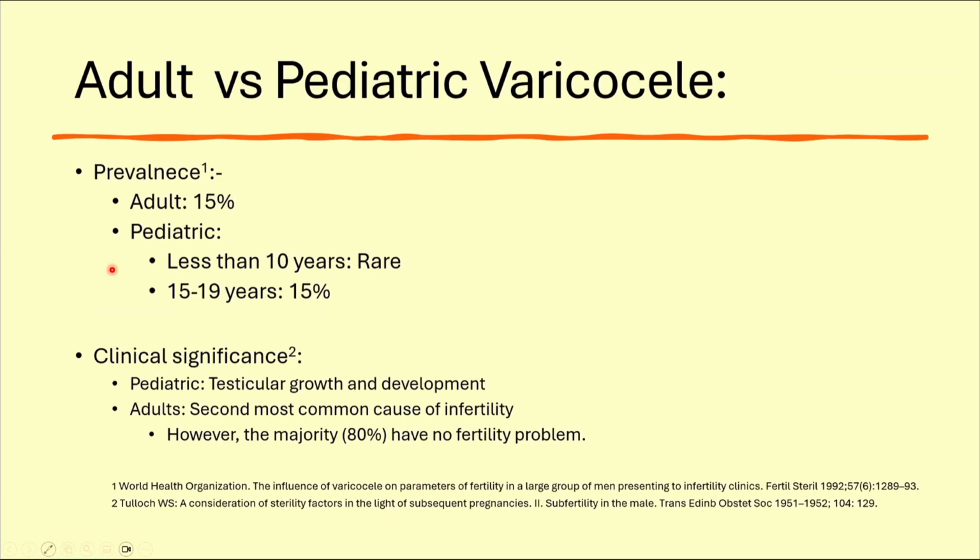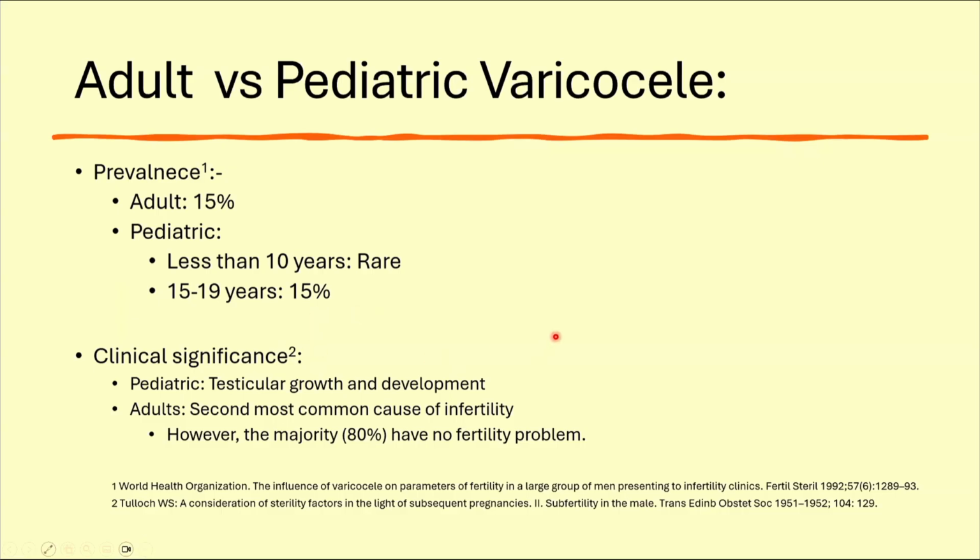Now, let's compare adult versus pediatric varicocele and what's so special about the pediatric or adolescent age group. Initially, let's talk about the prevalence. The prevalence in adults is 15%. However, in pediatrics, it depends. If we are talking about the less than 10 years age group, it's quite rare. But at 15 to 19 years, the prevalence resembles the adult, which is 15%.